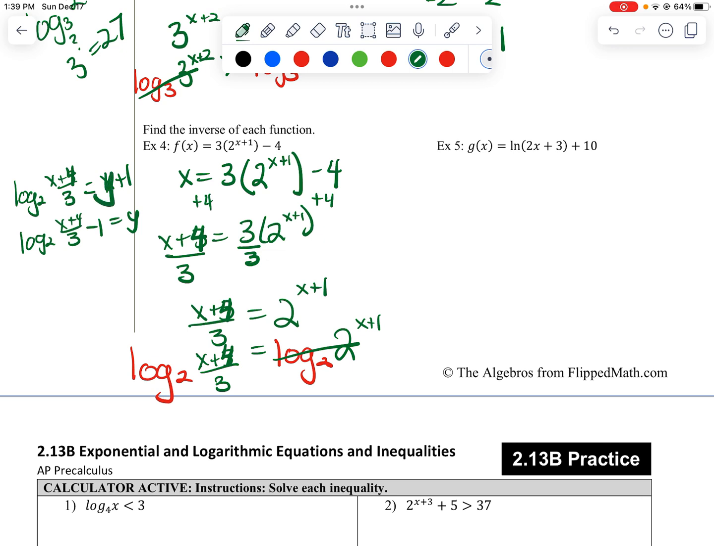I am struggling with these letters. I totally forgot to switch it to a y here. I apologize, you guys. Switch the x and y, my bad. And again, you'll see it with our inverse notation instead.